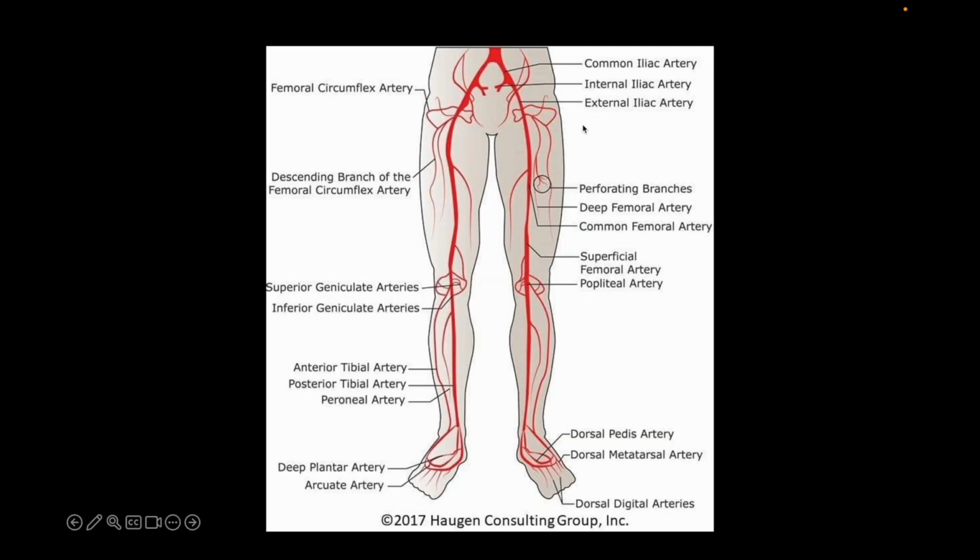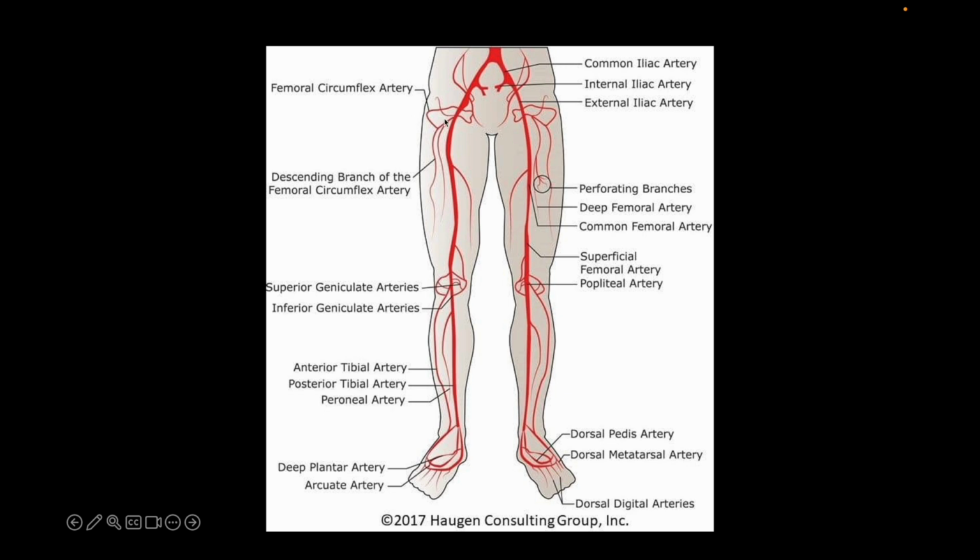So let's go over the lower limbs now. There's a lot going on in this image. The things that you need to know is that the common iliac artery divides into the internal and external iliac artery. The external iliac artery is what we're going to concentrate on. That creates the common femoral artery at the level of the inguinal ligament, which goes from the pubic symphysis to the ASIS. The common femoral artery divides into the superficial femoral artery and then the profunda femoral artery.